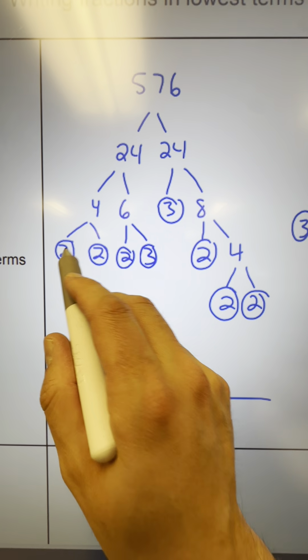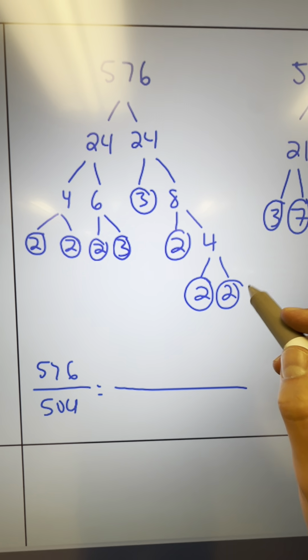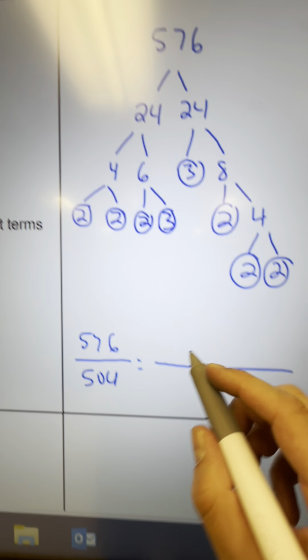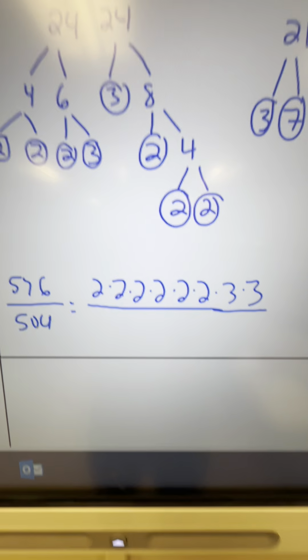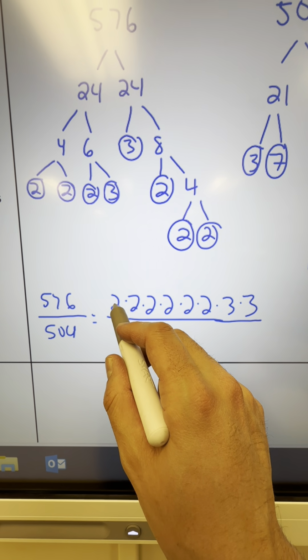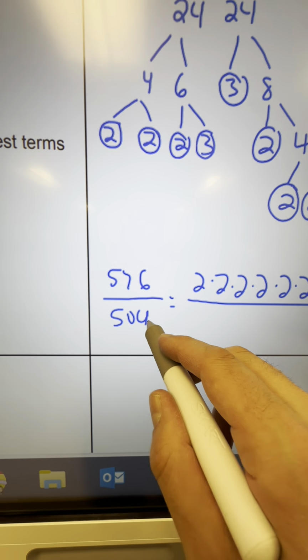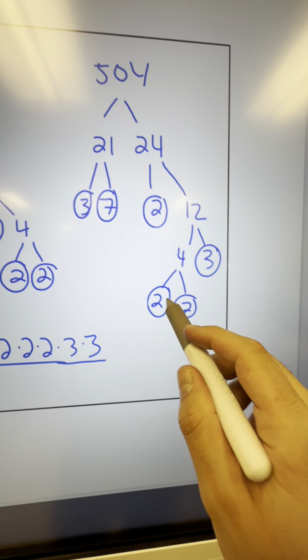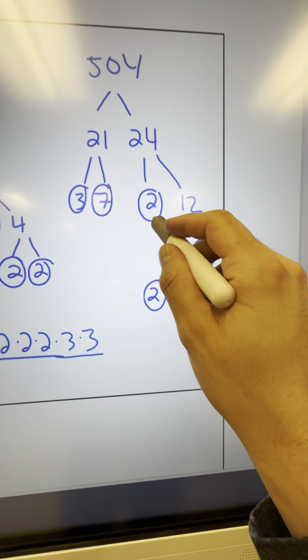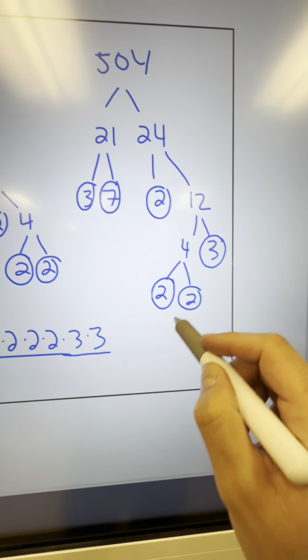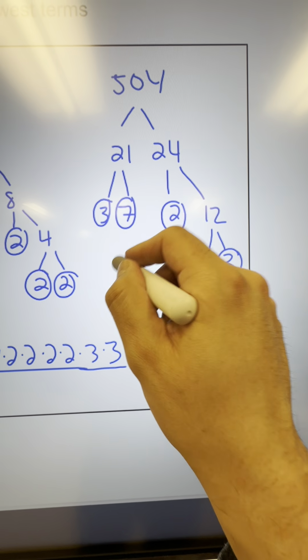So I can see I have 2s and 3s, and I have a total of 1, 2, 3, 4, 5, 6 2s, and then 2 3s. So you can see here I put a total of 6 2s and 2 3s. And the same idea for 504, my denominator. It breaks down to 2, 2, 2, 3, and a 3 and a 7. So I have 3 2s, 2 3s, and a 7.